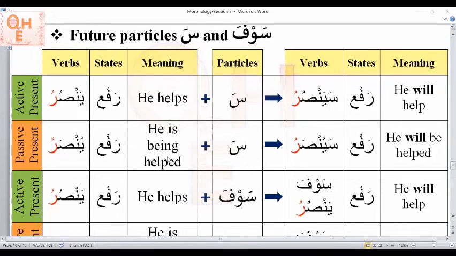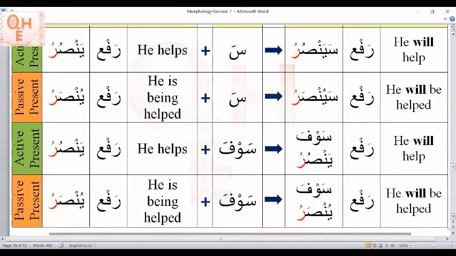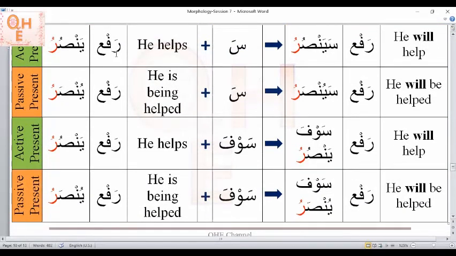Okay, now the passive, yunsaru, default state. He is being helped. Sa comes before it, sayunsaru, default state remains. He is being helped changes to he will be helped. Okay. Let's go over sawfa. Exactly the same effect, no change.